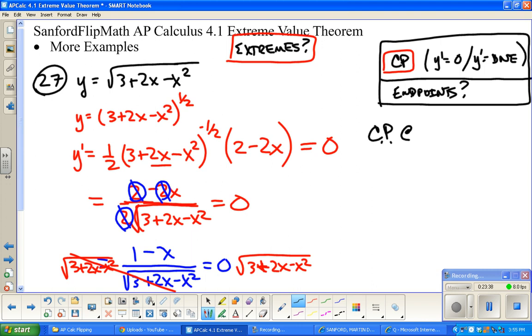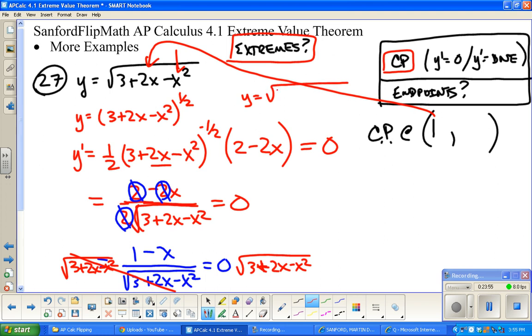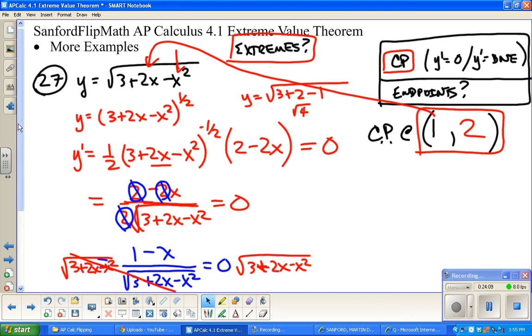Critical point at 1. Now, I don't know whether it's a maximum or a minimum, or even if it's either of those. Okay, and then to find the y value, you always go back to y. So I'm going to take this 1 and put it right there. So y equals the square root of 3 plus 2 minus 1. I'm just putting in 1, so that's 5 minus 1 is 4. Square root of 4 is 2. So there's a critical point at (1, 2). That's where the derivative is equal to 0.